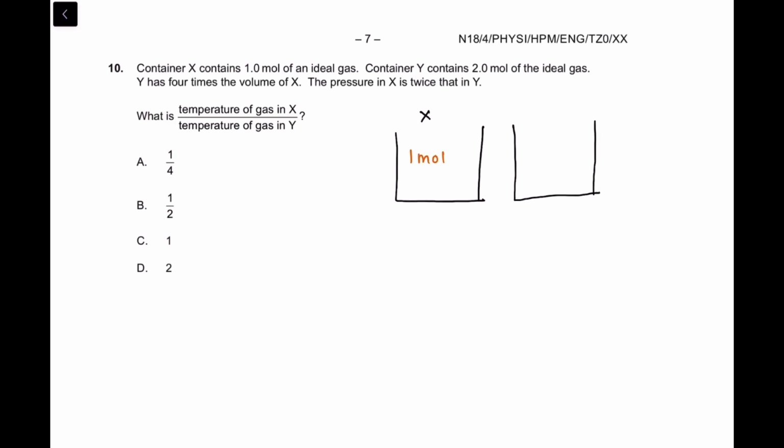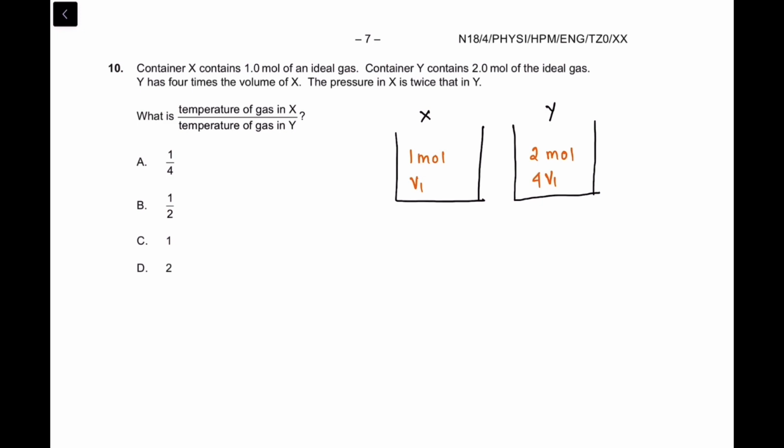Now our container Y contains 2 moles of ideal gas, right, given in the question. Y has 4 times the volume of X, right? So that means if this volume is V1, this volume will be 4 times the volume of X, that is 4 times V1, right? Pressure in X is twice that of Y, right?